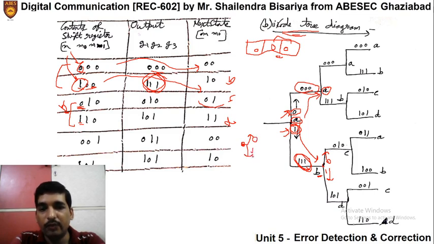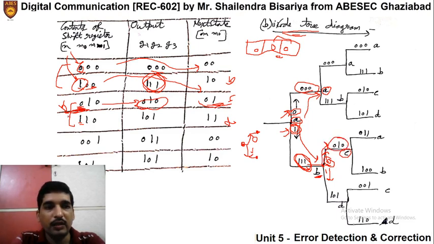If input is 1, we move downward and proceed towards the next state. So from state B, if input is 0, the next state is 01, that is C, and the corresponding output for this case is 010.